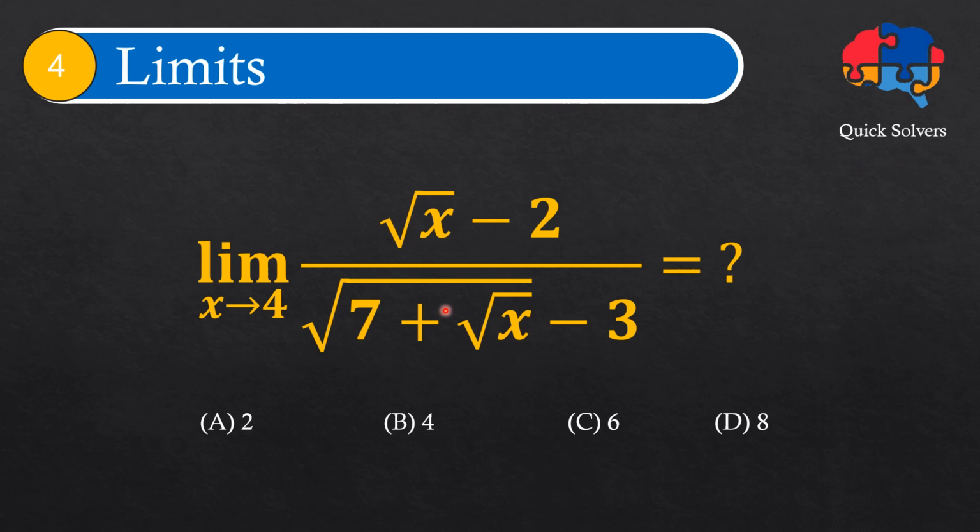Here I want to find the limit of this function where x approaches 4. And the function is square root of x minus 2 over square root of 7 plus square root of x minus 3.